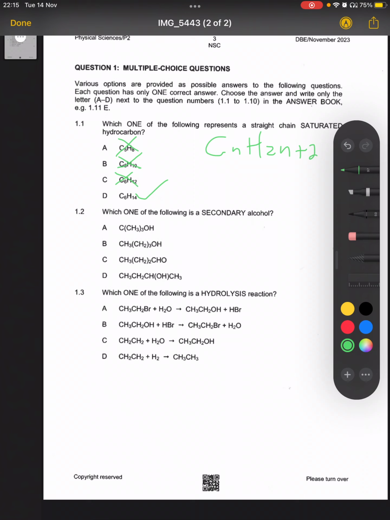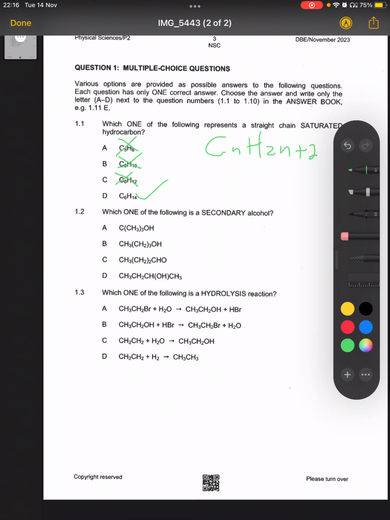And then when we get to 1.2, which one of the following is a secondary alcohol? First, you need to know what a secondary alcohol is. A secondary alcohol is an alcohol whereby the carbon containing the hydroxyl group is attached to two other carbons. So you wouldn't know this from this condensed structure, so you'd have to draw each one of them, A, B, C, and D. So let's try and draw each one of them.